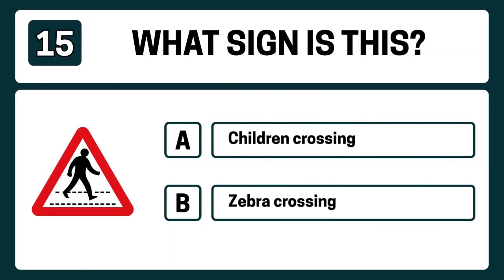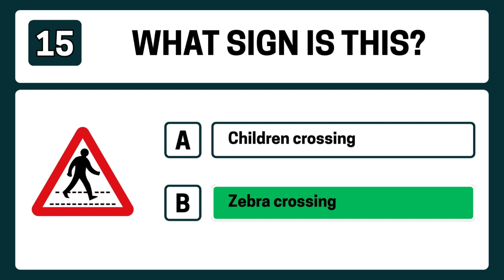What sign is this? Children crossing or zebra crossing? Well done. The zebra crossing sign indicates a pedestrian crossing area ahead.